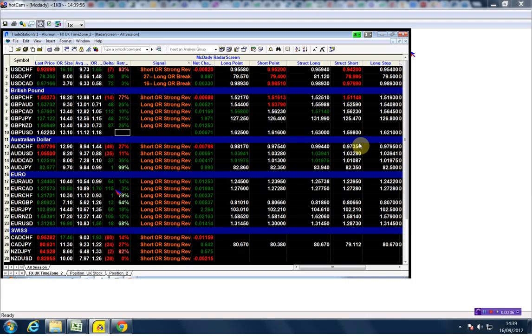Just take a look here. You can see how weak the New Zealand is. The Euro New Zealand is up 105. The Pound New Zealand is up 87.